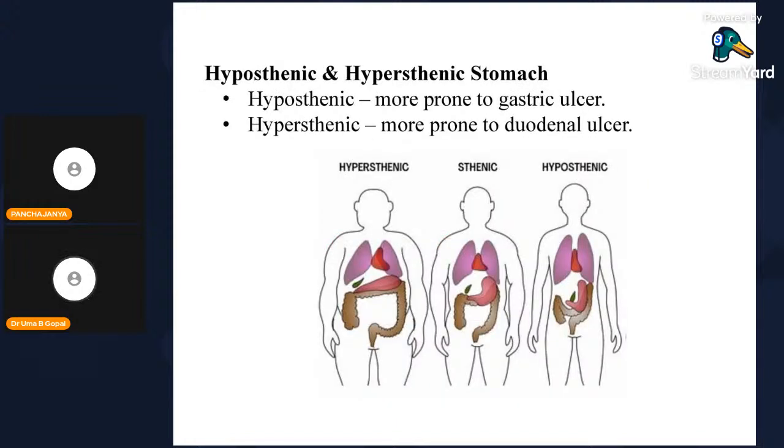Hyposthenic and hypersthenic stomach. Asthenic means what? Sensation is lost. Hyposthenic is more prone to gastric ulcer and hypersthenic is more prone to duodenal ulcer. So you can see the difference there. How the sthenic, hypersthenic, and hyposthenic will be there related to the stomach. They see the shape of the stomach also. Hypersthenic, where the stomach is horizontally placed; hyposthenic, J shaped and constricted; and sthenic is normal.